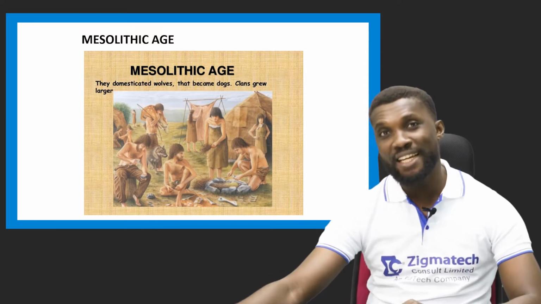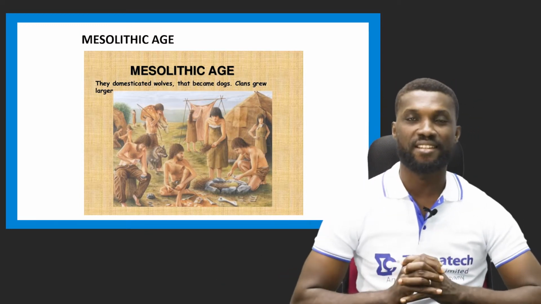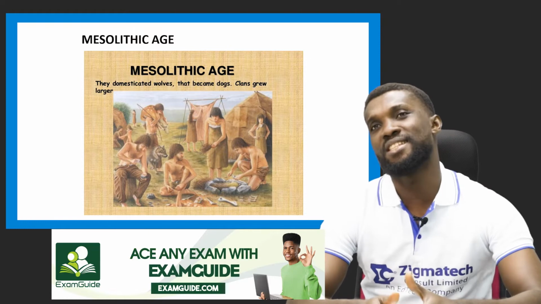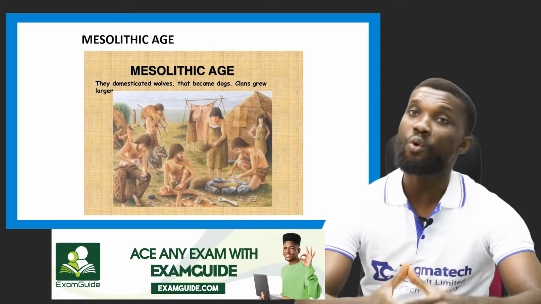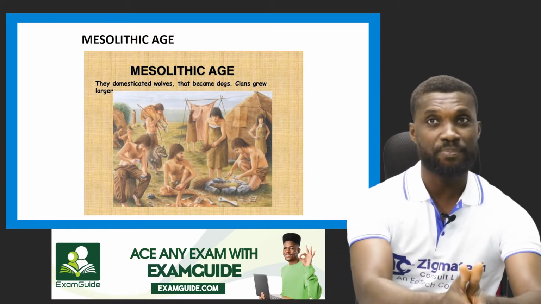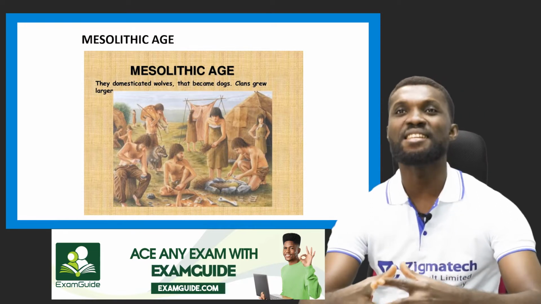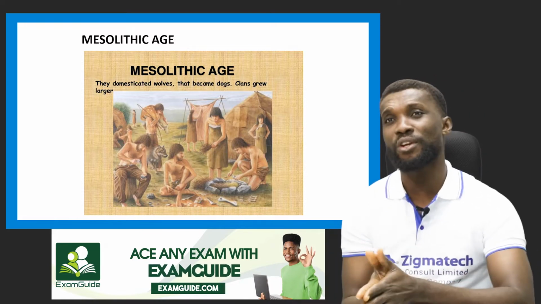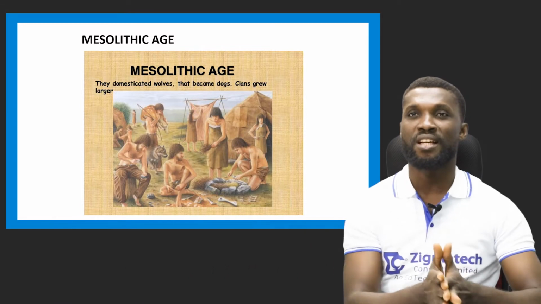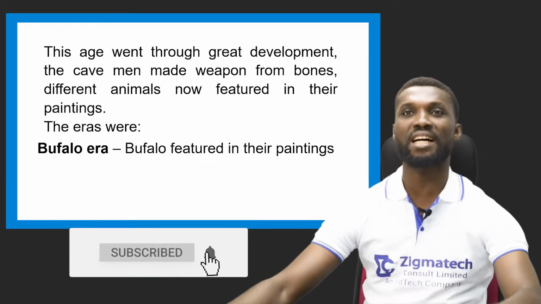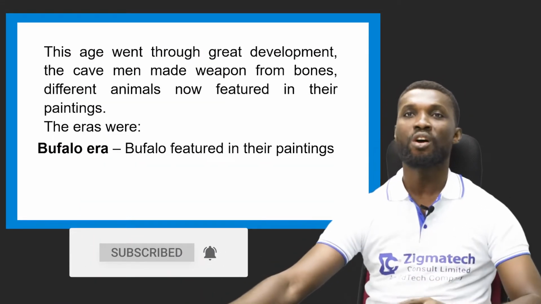So today we'll be looking at the Mesolithic. I told you that the Paleolithic is also referred to as the Old Stone Age, and it is the first period. Now the Mesolithic is the Middle Stone Age, and it is the second period immediately after the Paleolithic period. So now let's look at exactly what happened within this period.